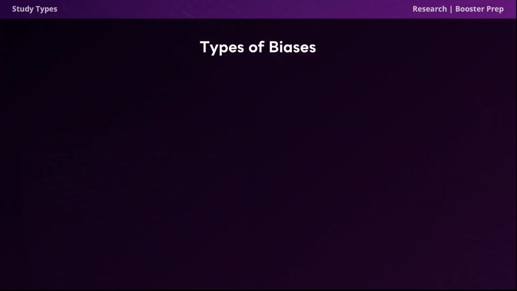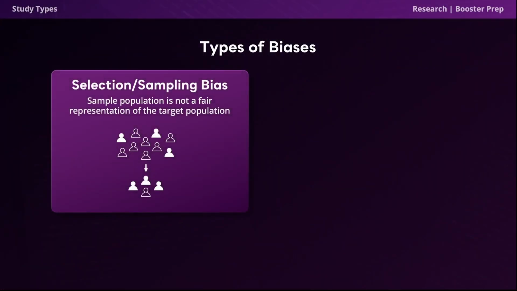The first type of bias that we'll be discussing is known as selection or sampling bias, which occurs when the sample population is not a fair representation of the target population. In the diagram, we can see that the sample population chosen for the study selected 3 out of the 3 individuals with the condition, while only 1 individual without the condition was selected. This skews the results, as the investigators will believe that the number of people with the condition is much higher than it actually is within the target population. This often occurs due to non-random sampling, exclusion criteria that is not well designed, or no responses from the participants.